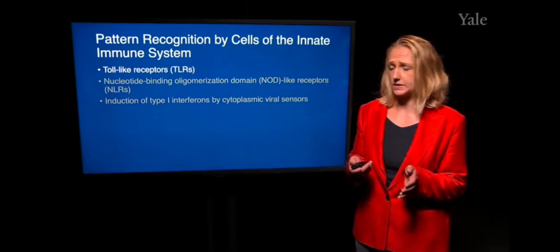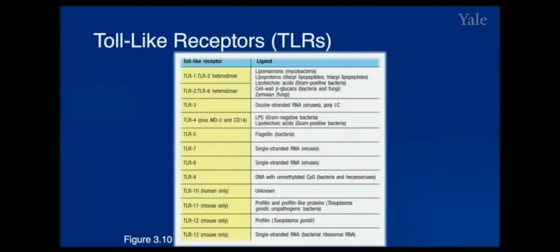Figure 3.10 in your textbook has a good summary of the different types of toll-like receptors that are found in our innate immune system, as well as the ligands that they recognize. So this would be a good reference if you're looking for a place to find out what ligands stimulate toll-like receptors. There's a couple general properties of TLRs that I would like you to remember.